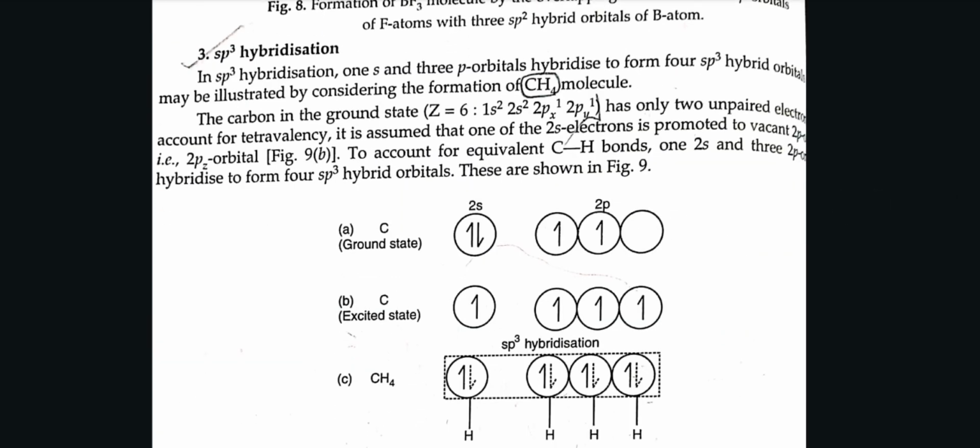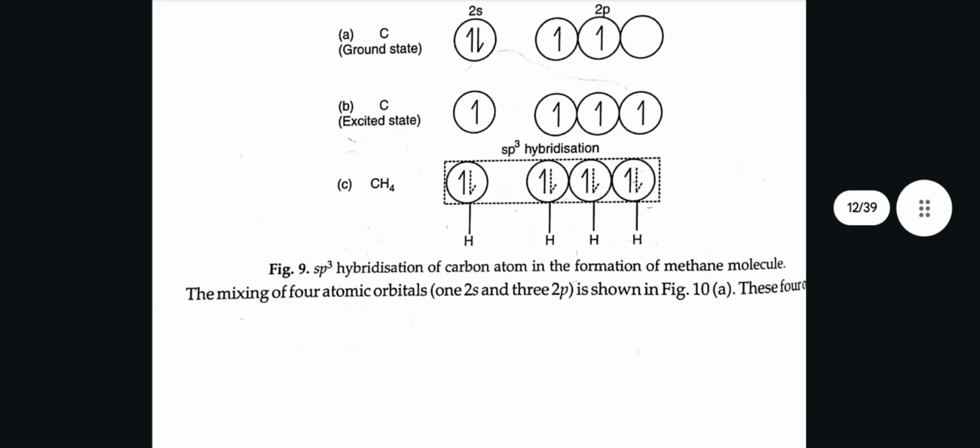sp3 hybridization: in sp3 hybridization, one s and three p orbitals hybridize to form four sp3 hybrid orbitals, which may be illustrated by considering the formation of the CH4 molecule. Carbon, whose atomic number is 6, has the ground state configuration 1s2 2s2 2px1 2py1 and has only two unpaired electrons, which accounts for divalency. It is assumed that one of the 2s electrons is promoted to the vacant 2p orbital. To account for equivalent carbon-hydrogen bonds, one 2s and three 2p orbitals hybridize to form four sp3 hybrid orbitals. These are shown in figure 9.